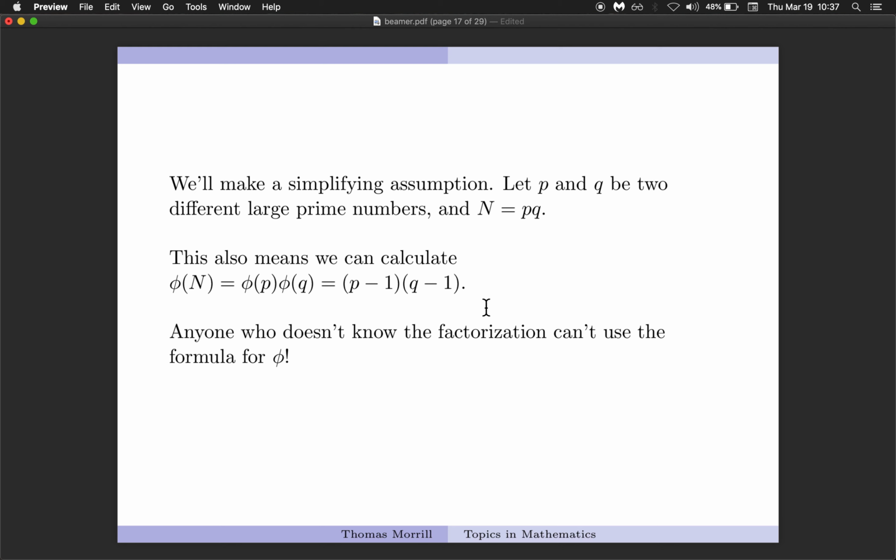But that's something special that we know and adversaries don't. If you don't know the factorization of this number, you don't get to use this formula. You will have to calculate out all of the residues mod n and check them one by one, or so I claim. We'll get back to that in tomorrow's lecture.